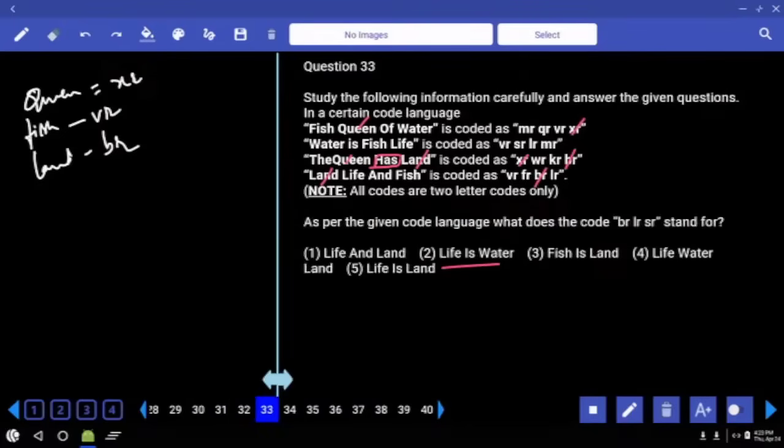Then 33. Now in this 33, what is the code? BR, LR, SR. BR stands for land. And LR and SR, where is LR? LR is here, LR is here. LR is common between these two, isn't it? And VR is also common. VR is fish, which is already done. Apart from this VR, what else is common between these two? FR, BR.